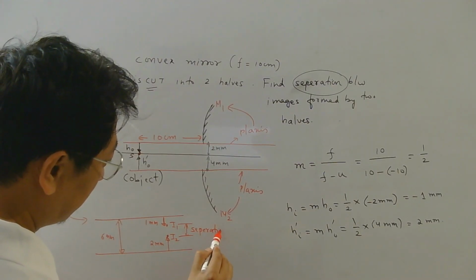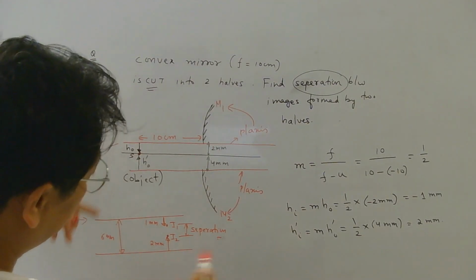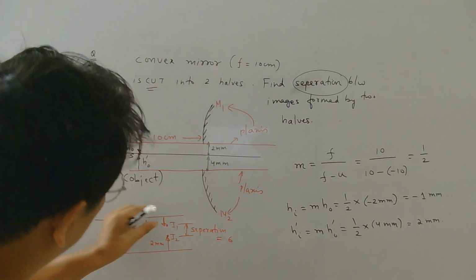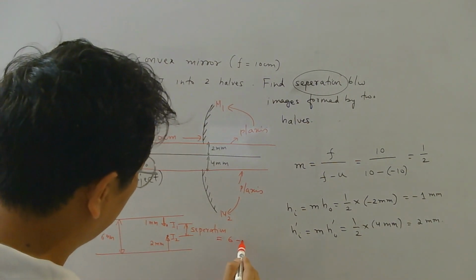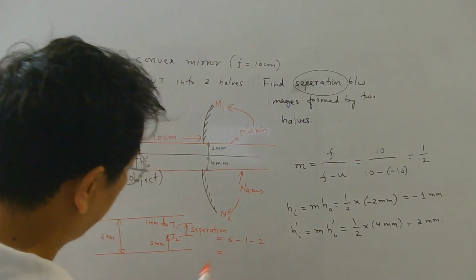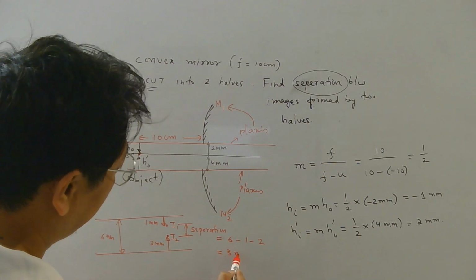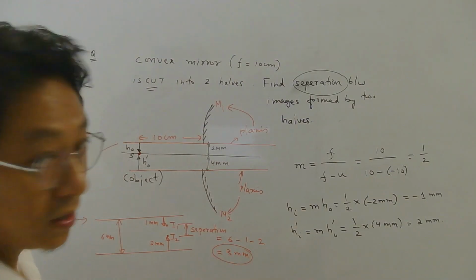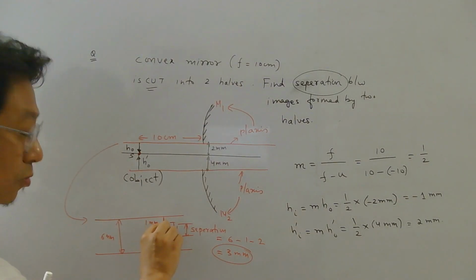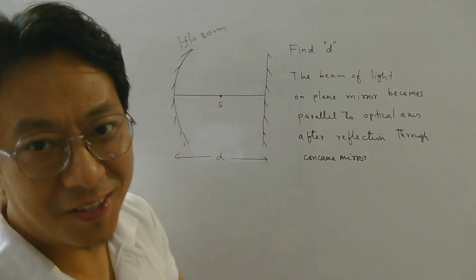And that separation will be, total distance here is 6. Out of that, this much is 1, this much is 2. So if you subtract those two, you will get 3 millimeter. And that would be the separation between the two images. Okay. So here's another interesting question.